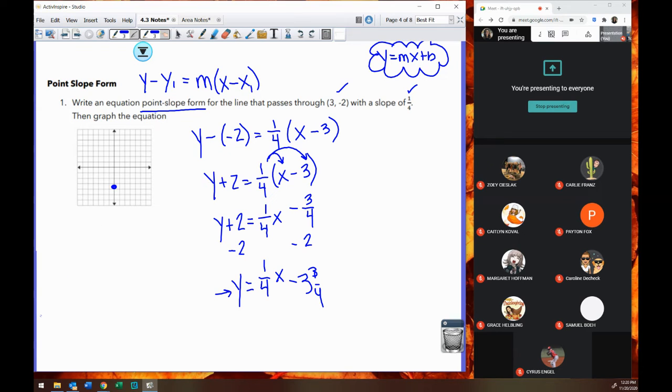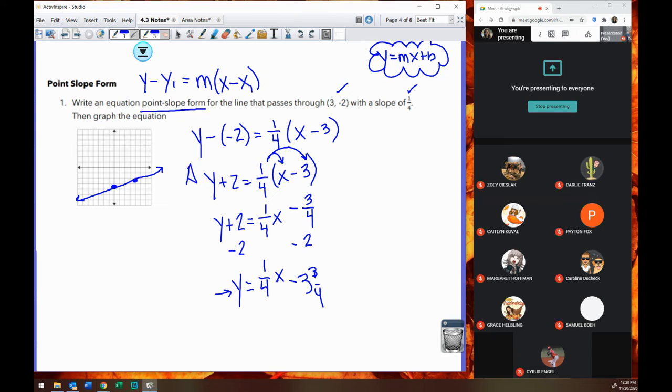What's your slope? 1/4. So then we would go up 1 over 1, 2, 3, 4. So it's a different way to get that same equation that we looked at yesterday. This is point slope form.